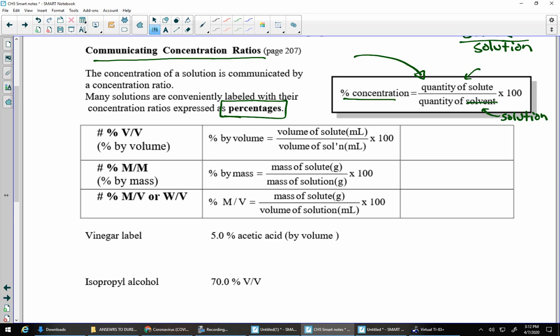There are a couple of different ones here. There is percent volume by volume, typically when we have a liquid in a liquid. There is also percentage mass by mass, typically when we have a solid divided by a solid, so the mass of one solid divided by the total mass of the solution. And then there's mass by volume, or weight by volume. They're all kind of the same: the solute divided by the solution. All we're really doing is switching the units.